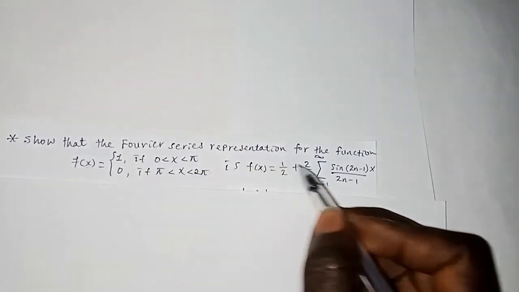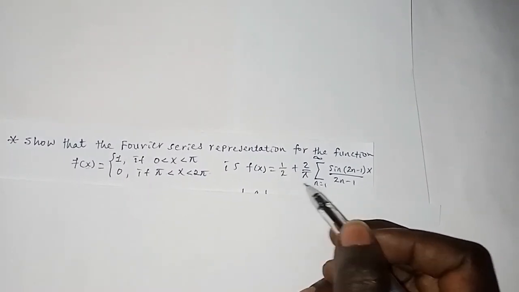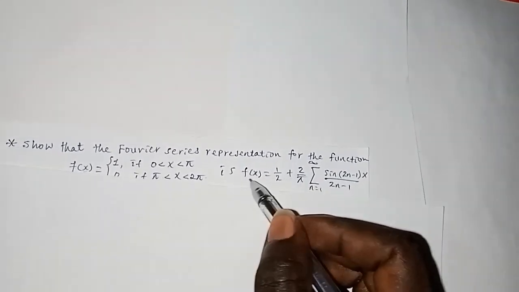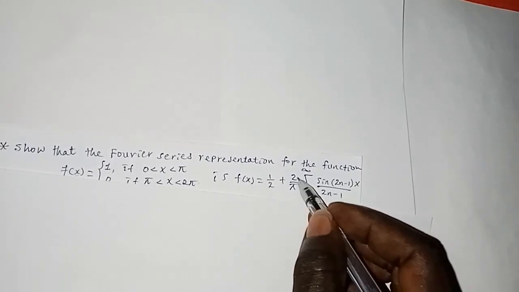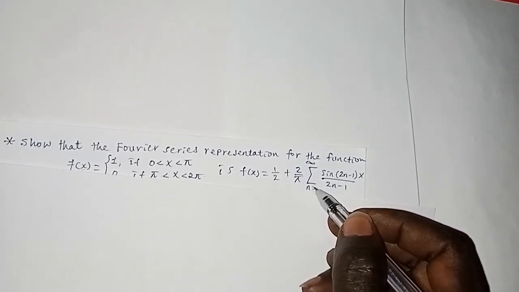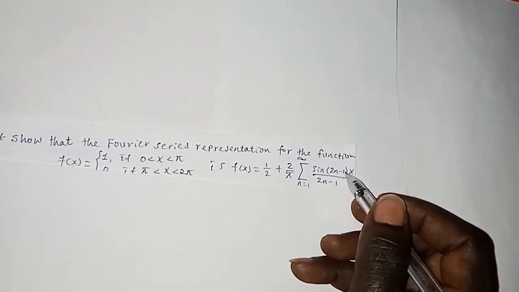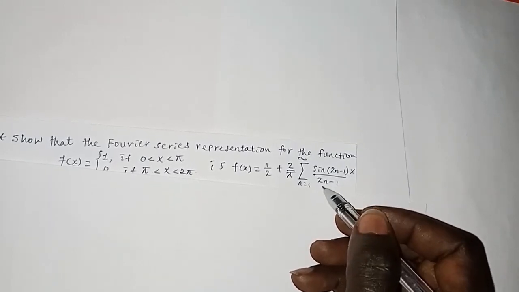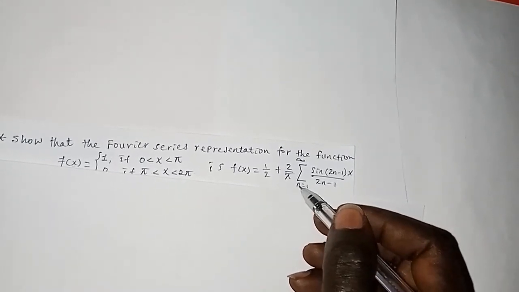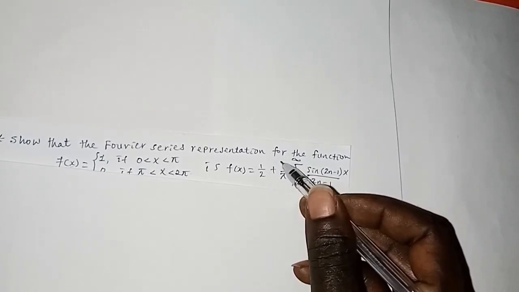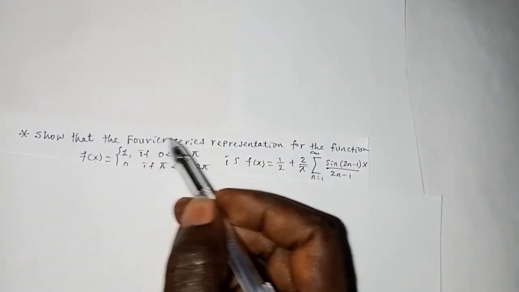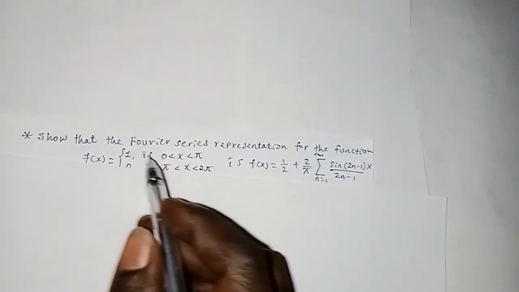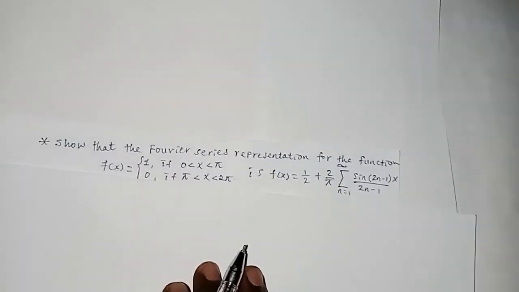Here the Fourier representation is given as f of x is equal to 1 over 2 plus 2 over pi, the summation of sine of (2n minus 1) x over (2n minus 1), from n equals 1 to infinity. How do we show that the Fourier series of this function f gives this f of x?